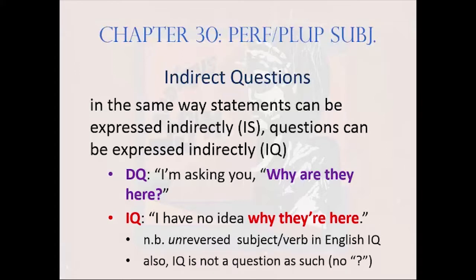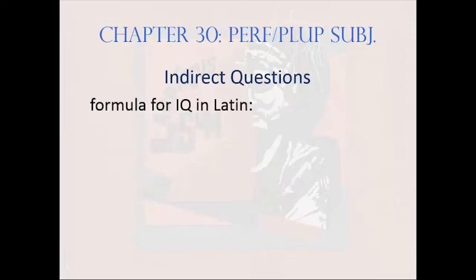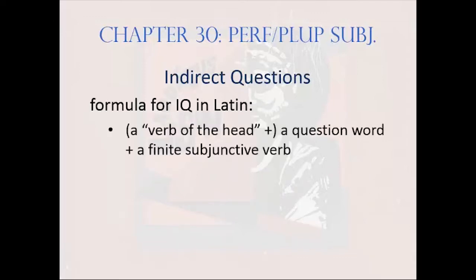And note something else. An indirect question is not a question as such. It doesn't necessarily demand an answer the way a direct question does. Why are they here? Demands an answer. I have no idea why they're here is a statement. The formula for creating an indirect question in Latin is a verb of the head plus a question word plus a finite subjunctive verb, which, except for the subjunctive nature of the verb, is exactly the way English forms indirect questions. Without the inverted word order business, of course, because the Romans didn't listen to word order for grammar the way we do.